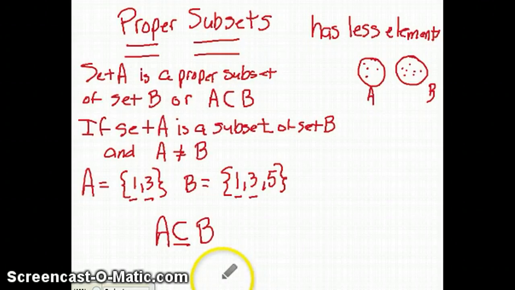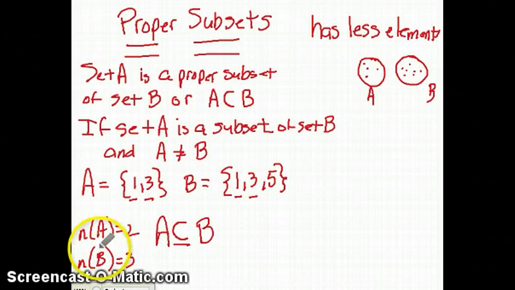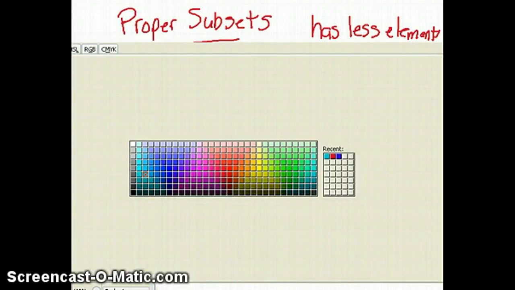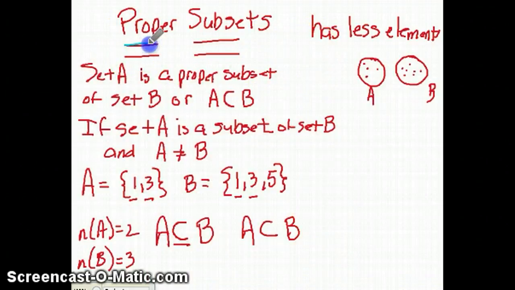So the question is, the cardinality of A is 2, right? N of A is equal to 2. And the cardinality of B is 3, right? So can we say A is not equal to B? Yeah, A is not equal to B. So we can also say that A is a proper subset. Okay, I don't want any confusion here, so this is what you need to know. Whenever you hear the words proper subset, you're going to think has less elements or less members. That would be the easiest way to handle that situation.